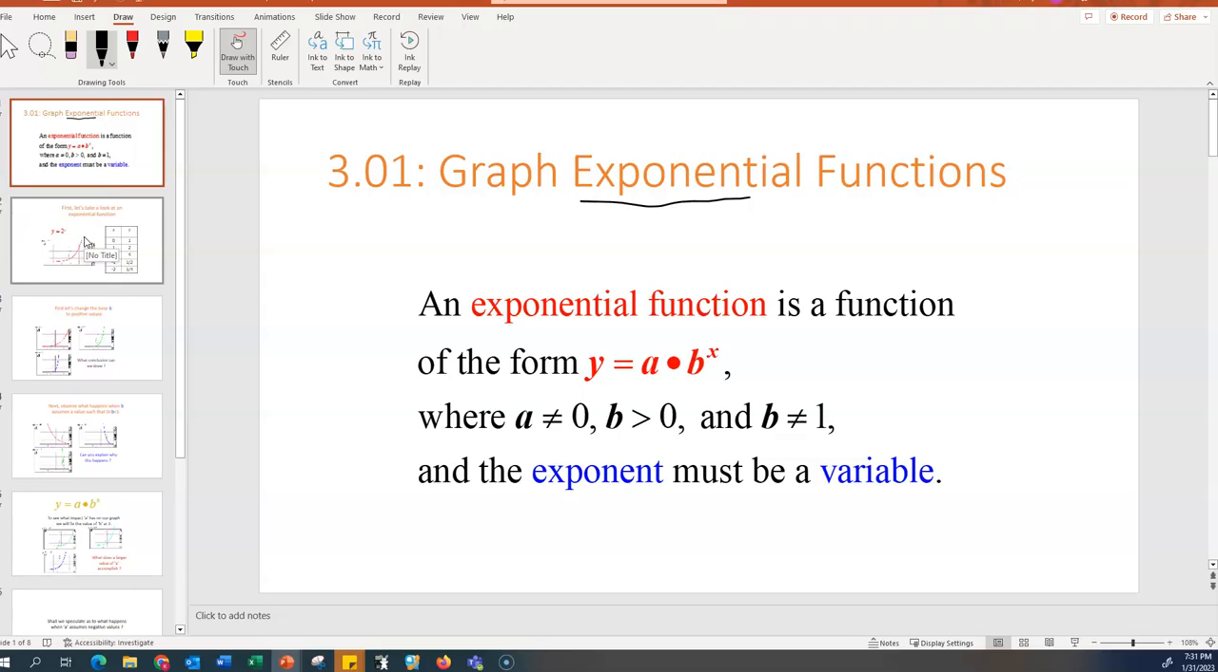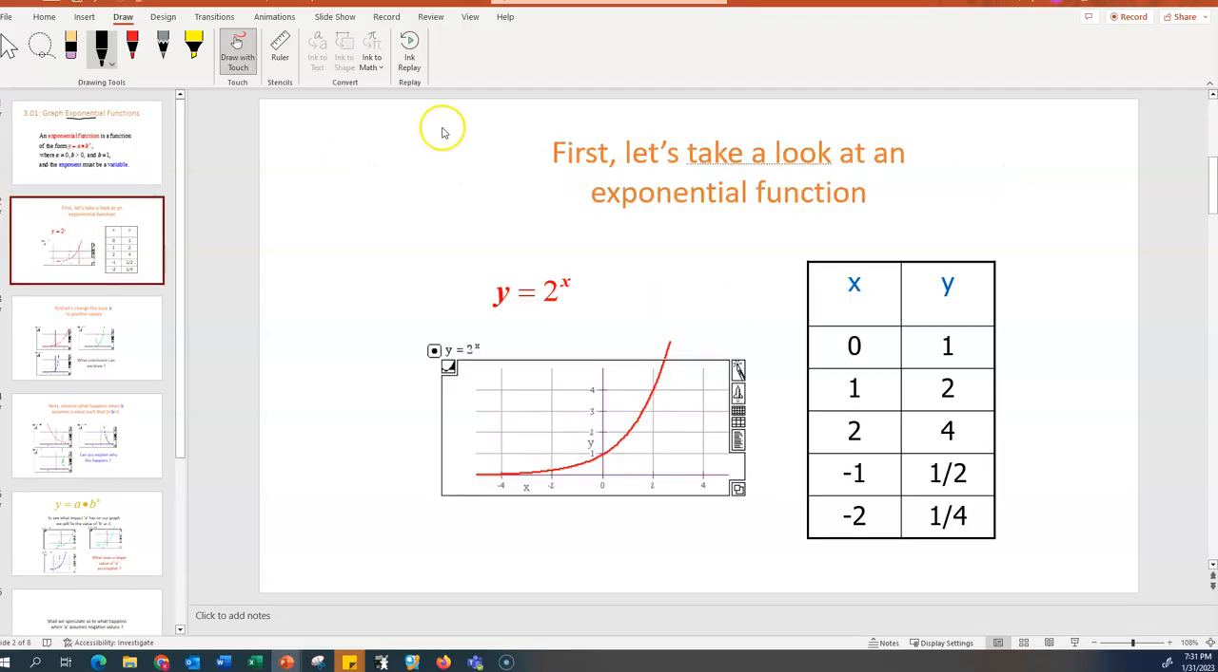So let's take a look at an exponential function. The first function we have is y equals 2 to the x. Something you will know about exponential functions is that they grow or decay very, very quickly because we have an exponent. So if I use my graphing calculator and I put y equals 2 to the x, you can use your graphing calculator or your Desmos calculator.